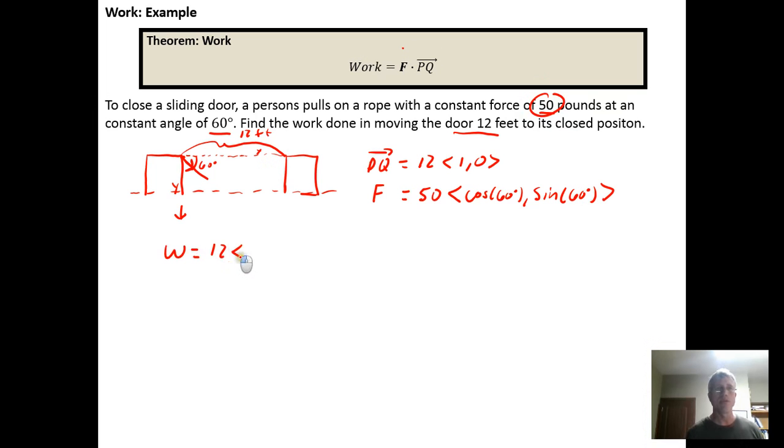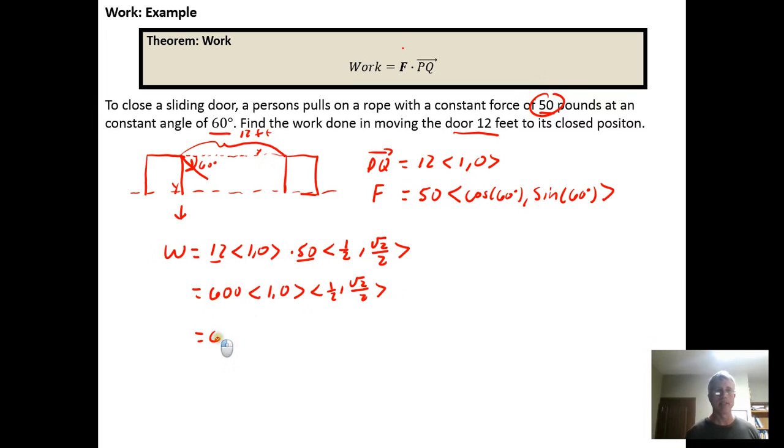So I'm going to take 12 times the vector 1, 0, dotted with 50 times the vector cosine 60 is going to be 1/2. Sine of 60 degrees is square root of 2 over 2. And the scalar product can be taken first. So we get 50 times 10 is 500. 50 times 2 is 100. So we get 600 from that. Times the dot product of 1, 0 with 1/2, square root of 2 over 2.